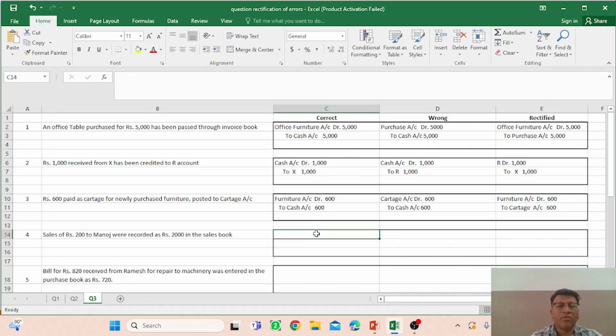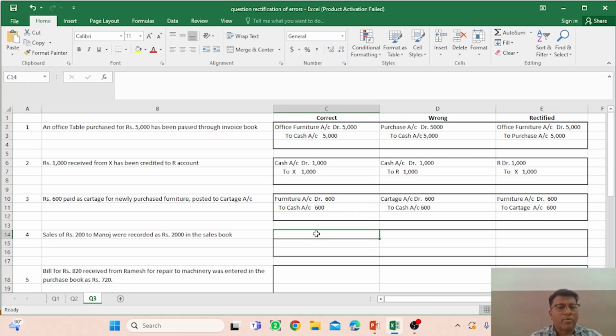So it is very easy to develop the understanding of this particular topic, that is rectification of errors. But you have to keep in your mind that you first make the correct and wrong entries, and after that, on the basis of these entries, it would be convenient for you to rectify your errors.